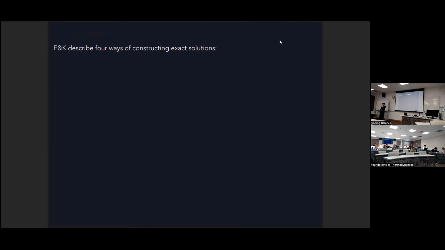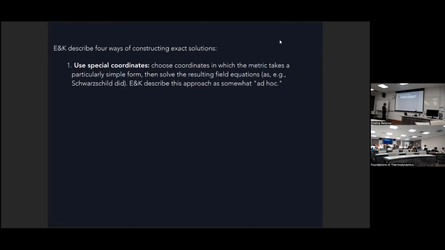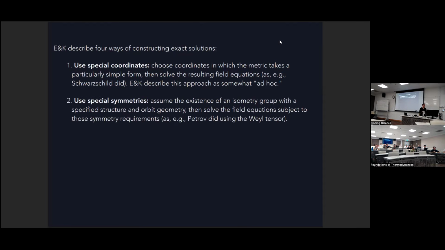Okay, so now I'll go into how they were actually able to systematically study the space of exact solutions. They describe four different ways of constructing exact solutions. The first is to use special coordinates. Here you can choose coordinates in which the metric takes a nice simple form and then solve the resulting field equations, something like what Schwarzschild was up to. Ehlers and Kundt describe this approach as somewhat ad hoc because you're choosing a special kind of coordinate system.